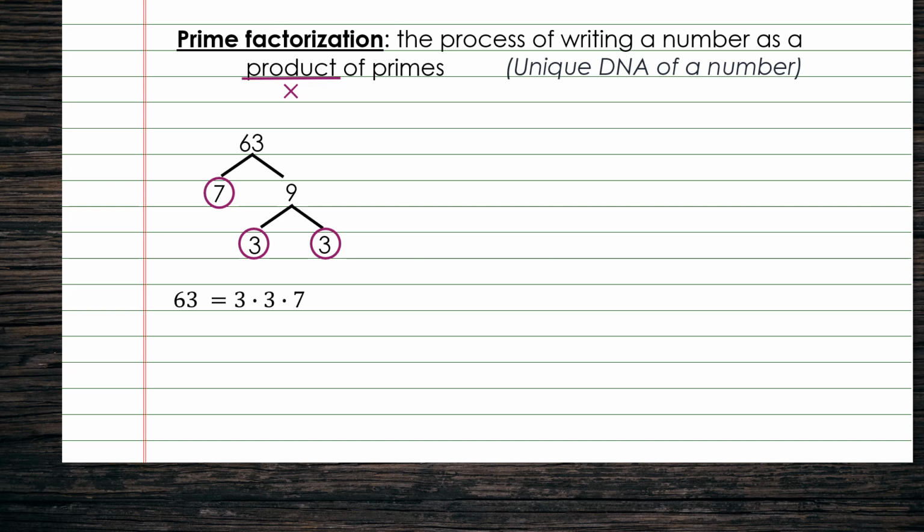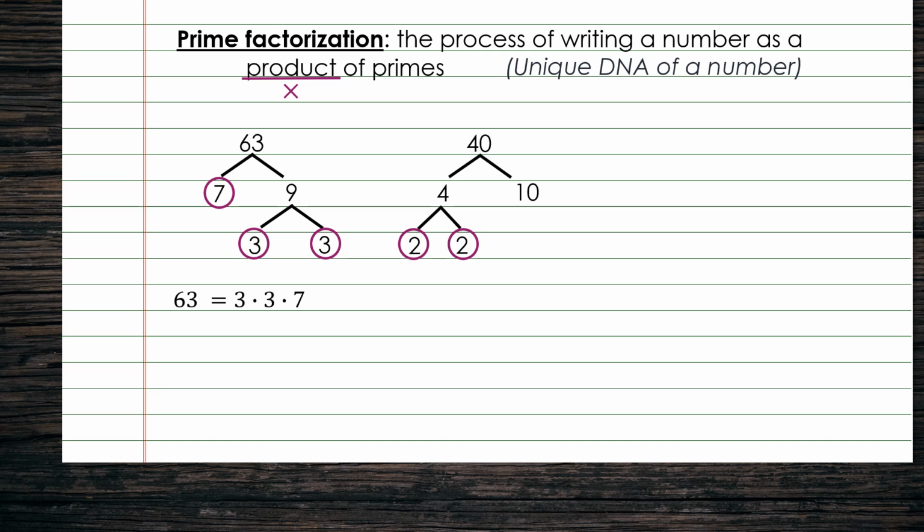Let's look at another value. This time, let's look at 40. Well, we want to rewrite 40 in terms of multiplication. So let's think of two numbers that multiply to give us 40. How about 4 and 10? Well, 4 is not prime because 4 can be rewritten in terms of 2 times 2. Now, we have 2's which are prime, so we can circle them.